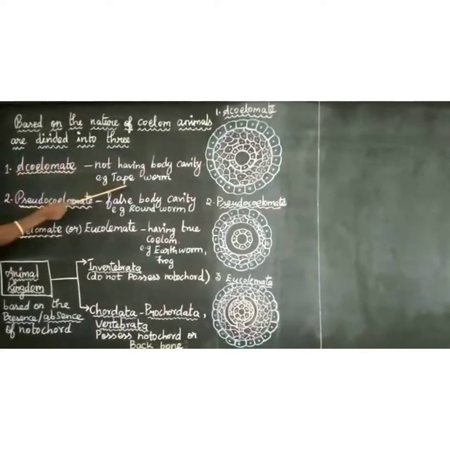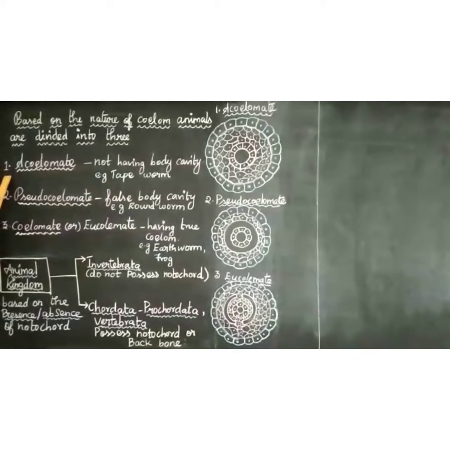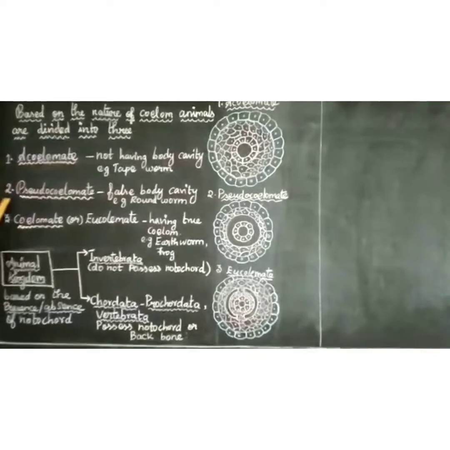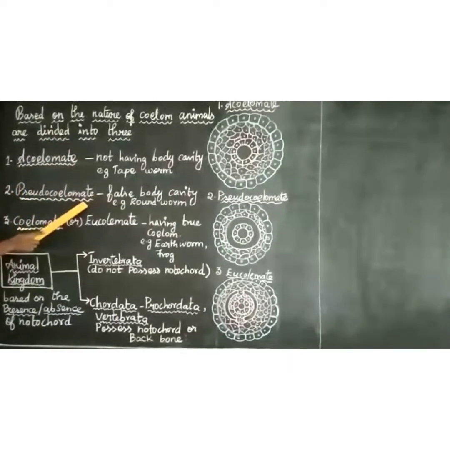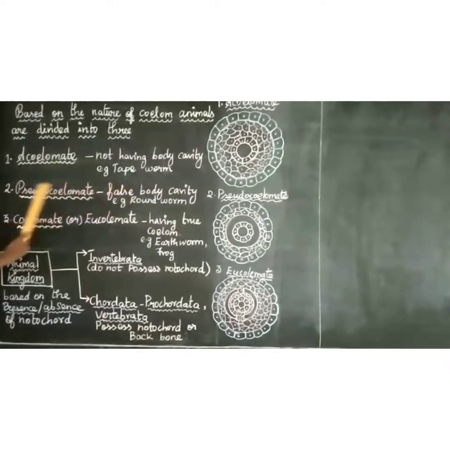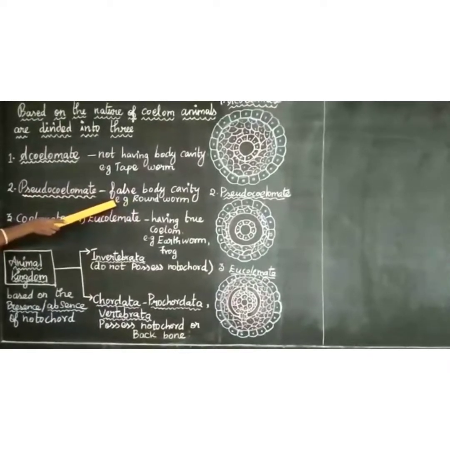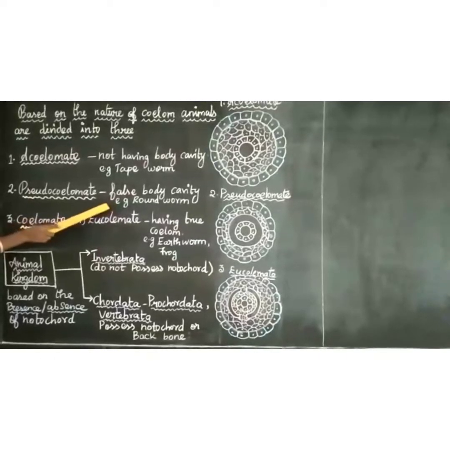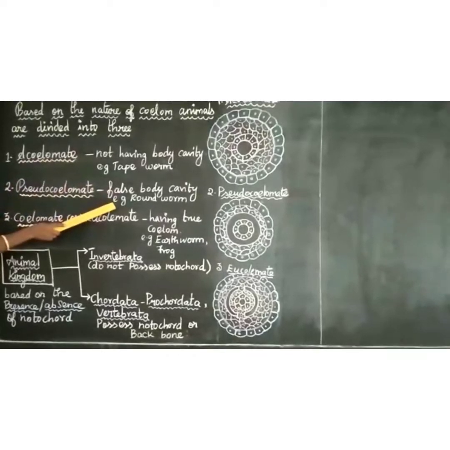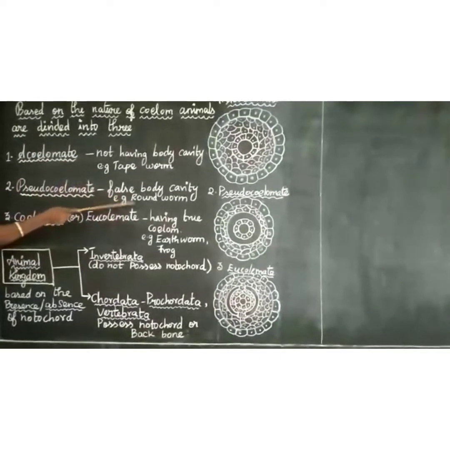For example, tapeworm, which belongs to the phylum Platyhelminthes. That is, phylum Platyhelminthes has an acoelomate body. Clear? Then coming to the second one, pseudocoelomate. Pseudo means false, having a false body cavity or false coelom. For example, roundworm. Which phylum does roundworm belong to? It is Aschelminthes. All the animals in the phylum Aschelminthes are pseudocoelomate animals. They have a false body cavity.